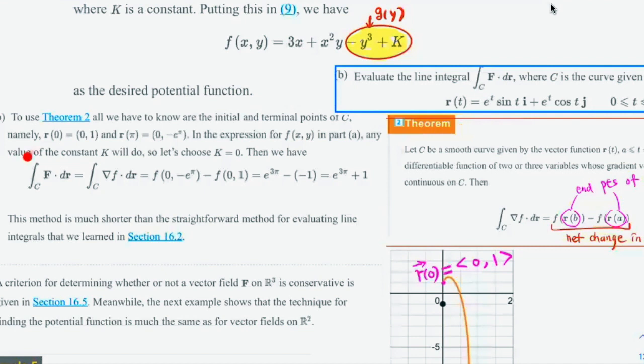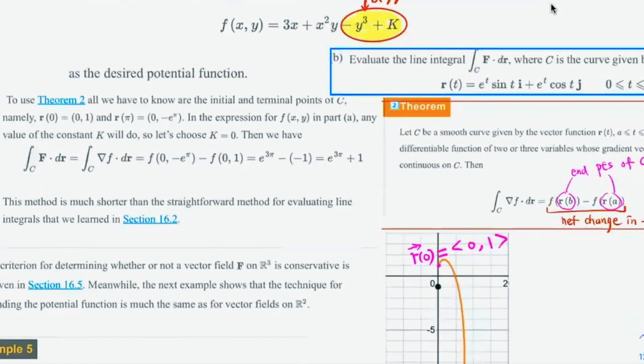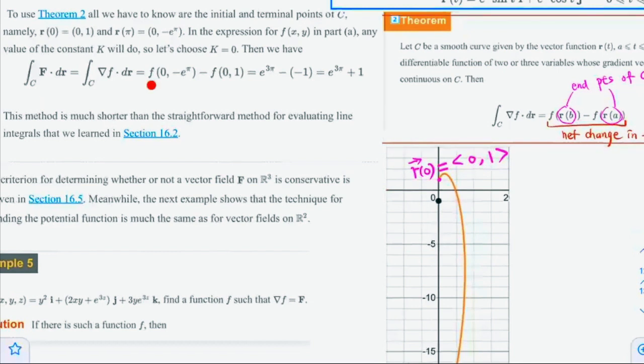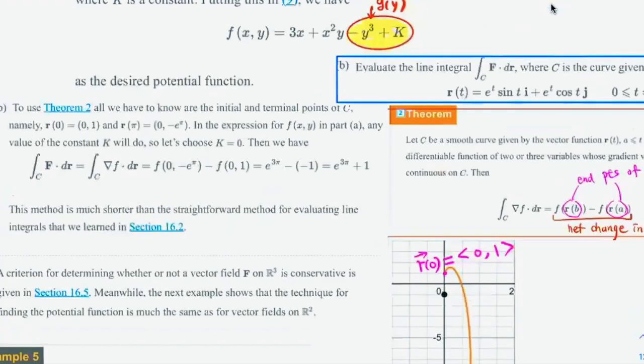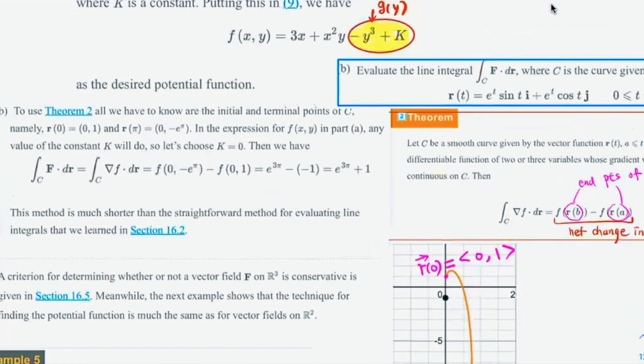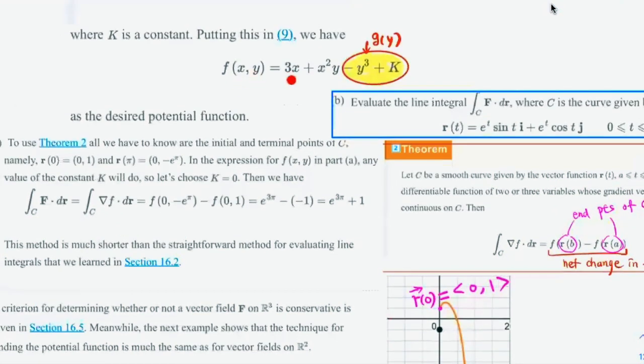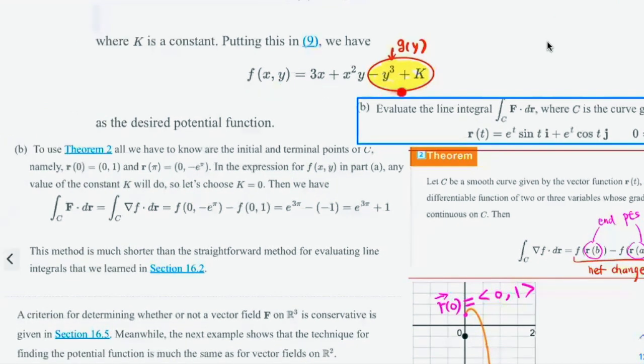By Theorem 2, to evaluate the integral of the big F function over the curve C, we just need to find the value of the function small f at these two ends of the curve. So we use the function value at the endpoint, which is this point here, and subtract the function value of small f at this initial point here. So substituting x and y to be 0, 1 into this small f function. Notice that when you find the net change by subtracting the function values at the two ends, the k here is going to be subtracted out.